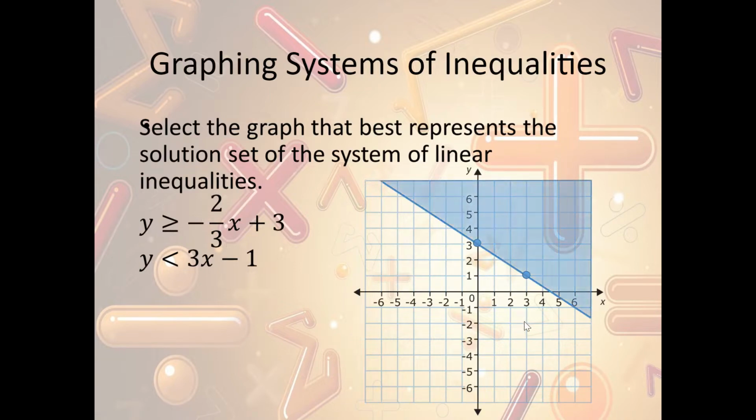So there's our first one. Now the second one says y is less than 3x minus 1. So we'll go ahead and plot our y-intercept at negative 1.